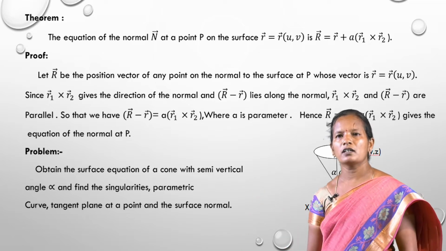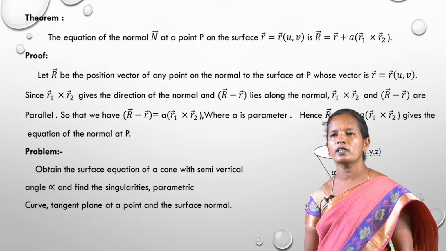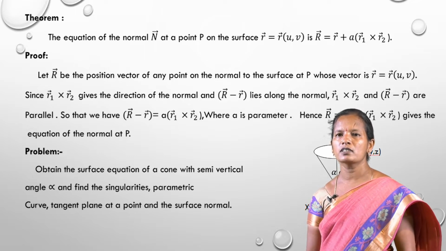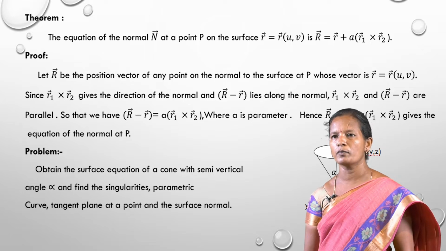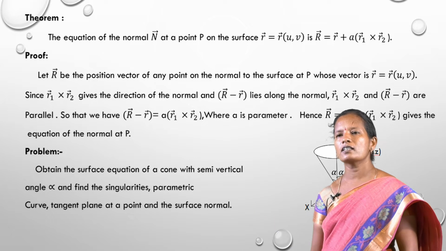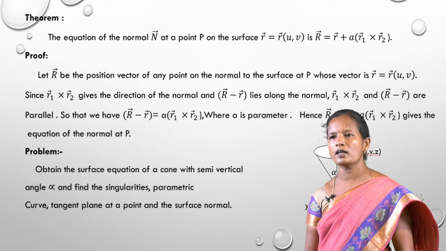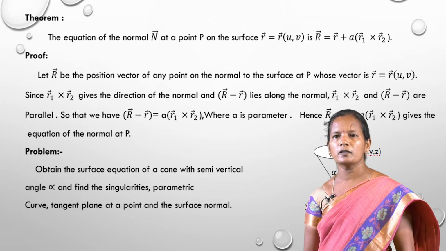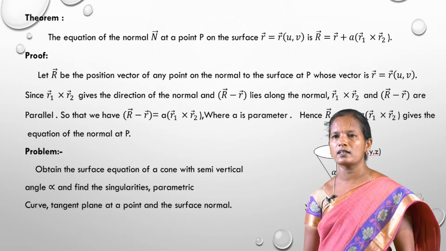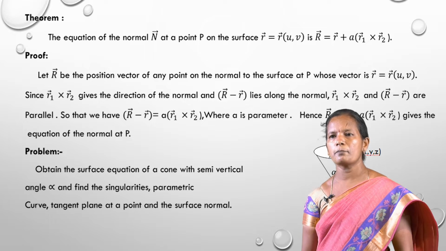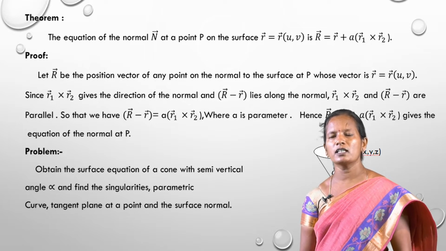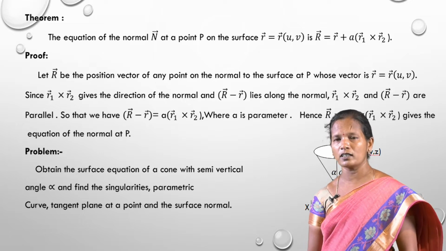Proof. Let capital R vector be the position vector of any point on the normal to the surface at p, whose position vector is r vector equal to r vector of uv. Since r1 cross r2 gives the direction of the normal and the difference capital R minus small r lies along the normal, r1 cross r2 and capital R minus small r are parallel. So we have the difference capital R minus small r is equal to a into r1 cross r2, where a is a parameter. Hence, capital R is equal to small r plus a into r1 cross r2 gives the equation of the normal at p.